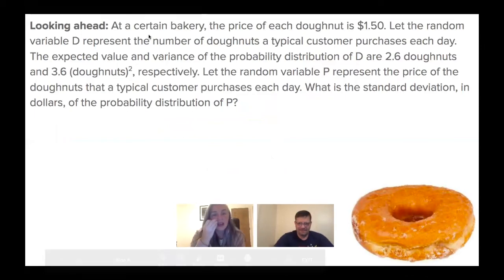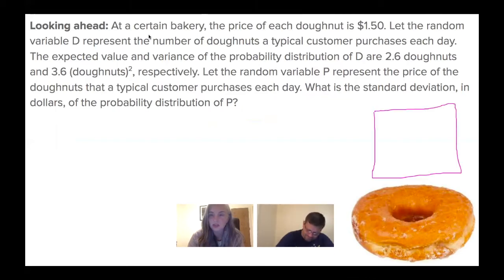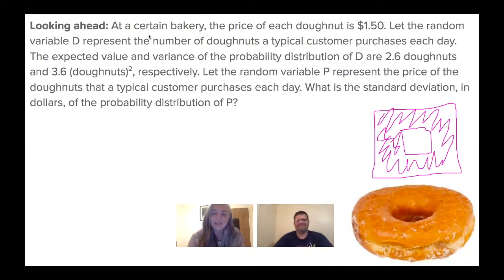Donuts. At a certain bakery, the price of each donut is $1.50. Pricey donuts. Let the random variable D represent the number of donuts a typical customer purchases each day. The expected value and variance of the probability distribution of D are 2.6 donuts and 3.6 square donuts, respectively. Let the random variable P represent the price of the donuts that a typical customer purchases each day. What is the standard deviation in dollars of the probability distribution?